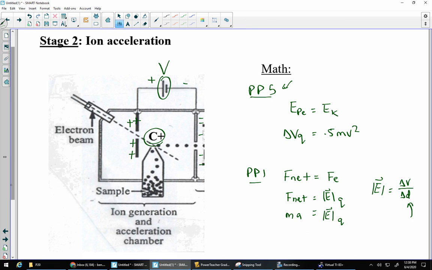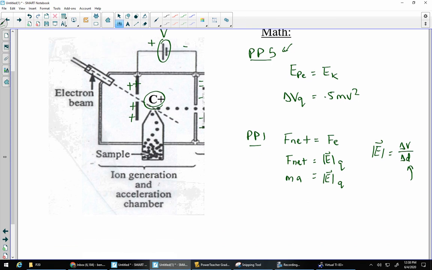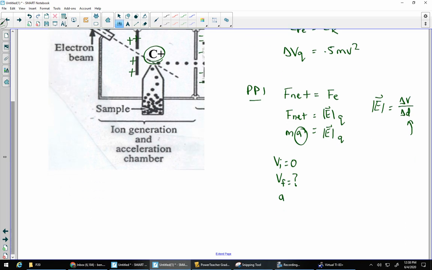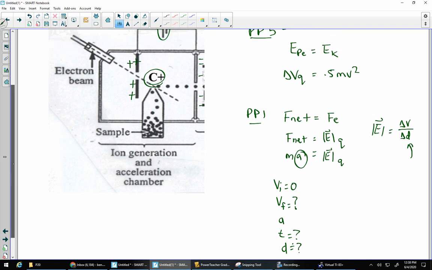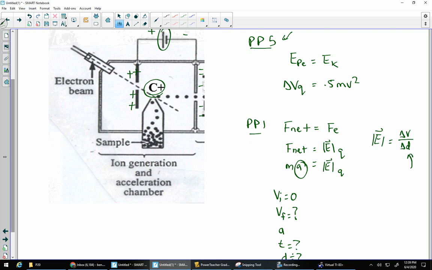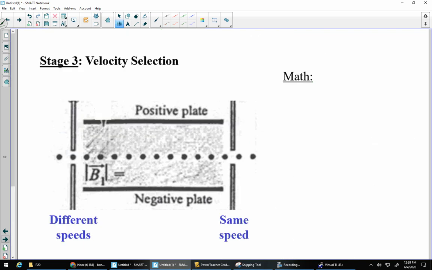The other setback that we see with physics principle 1 sometimes is once we solve for acceleration, we know VI is equal to 0. We're typically looking for VF, so I'm going to put that as our question mark. We can solve for acceleration. Again, we need at least one other thing, so either time or distance, and a lot of times we just don't know. There's too many unknowns to use physics principle 1. So I like to stick with physics principle 5 for the most part when I can. Cool. 2 big ideas with this.